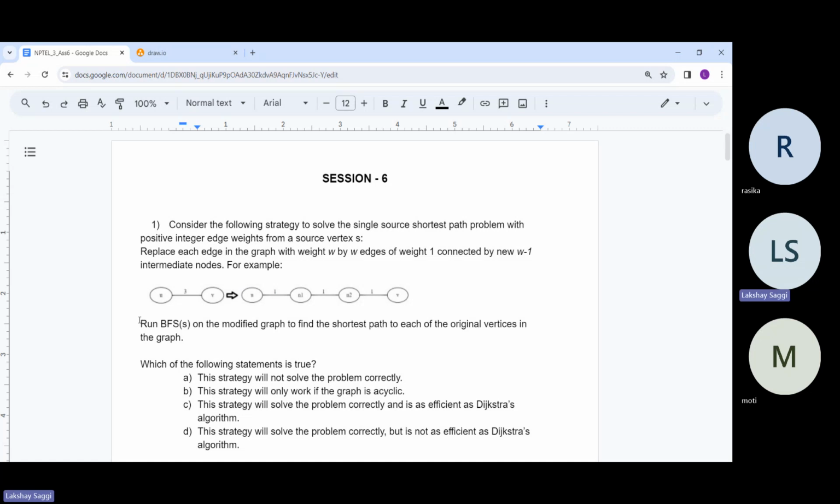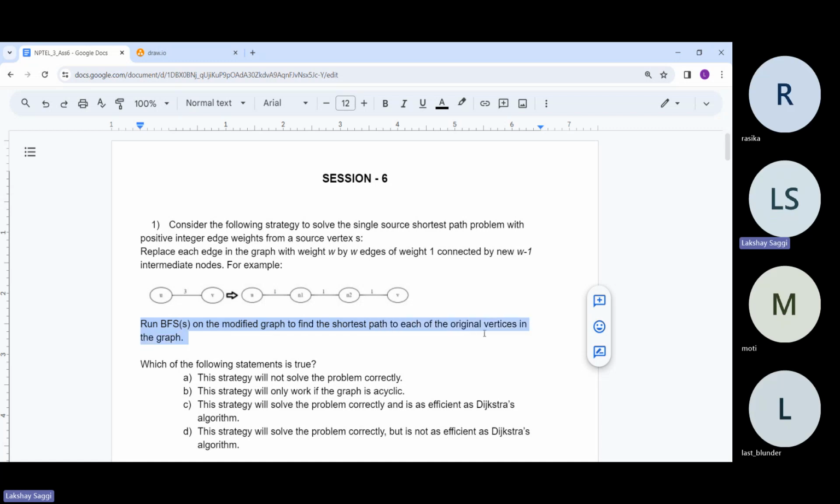And now the problem suggests that we just run BFS on the modified graph to find the shortest path to each of the original vertices. So basically we have converted the weighted setting of the graph. Initially, all edges had different weights. Some edge may have had a weight of 7, some may have a weight of 3, some may have a weight of 10. But now we have reduced this to a problem in which all edges have weight 1 only. So it's similar to the unweighted setting.